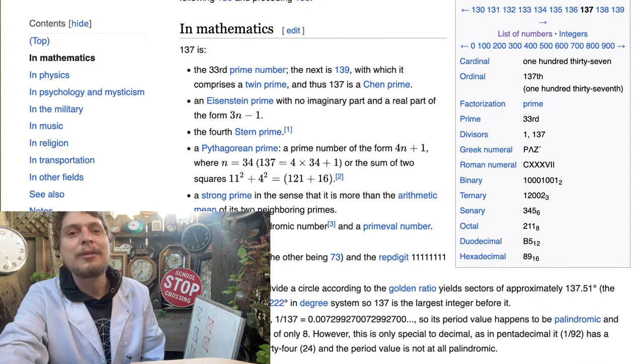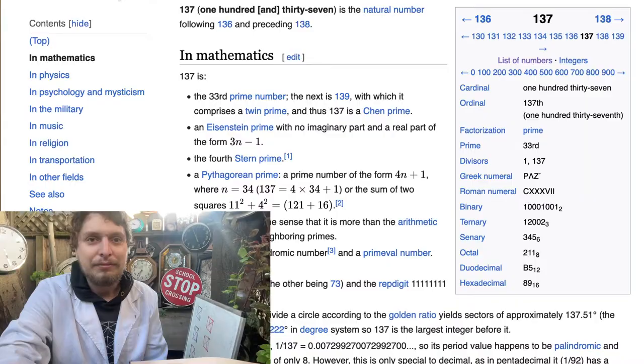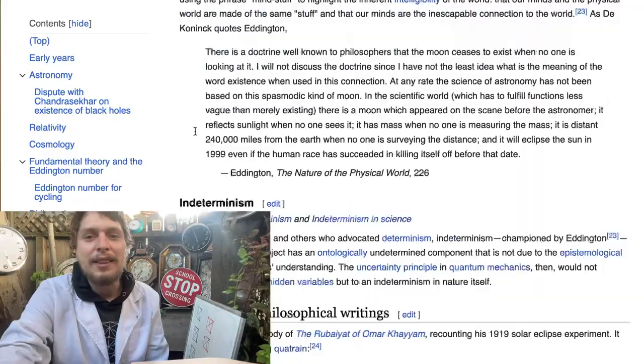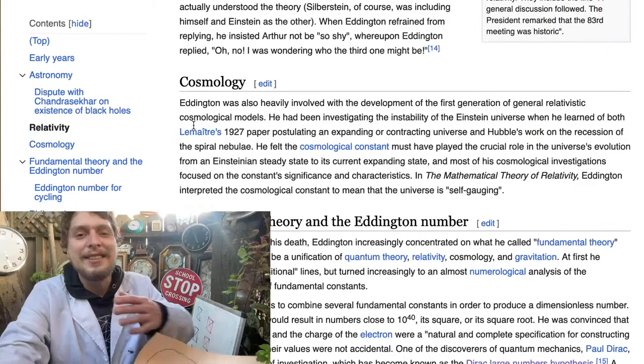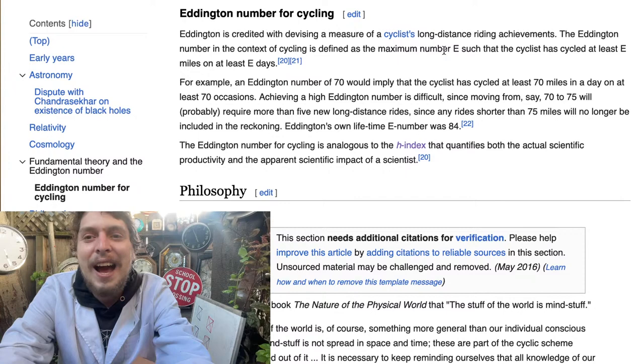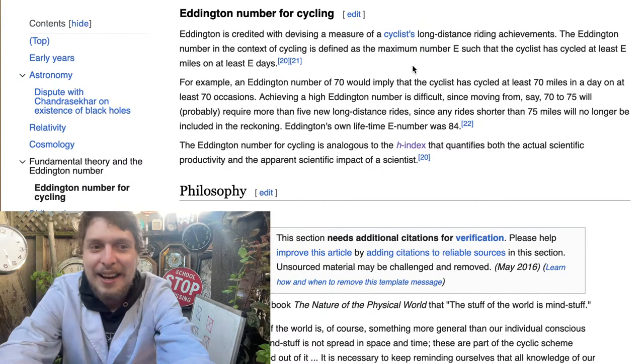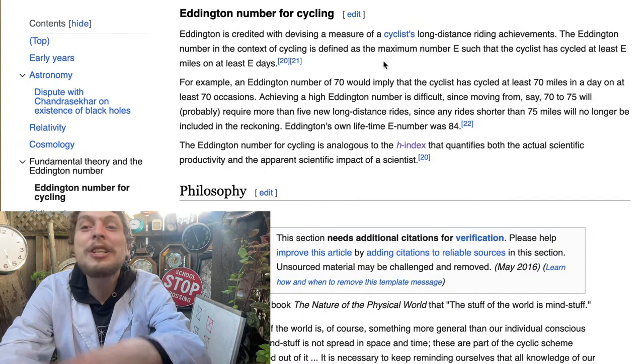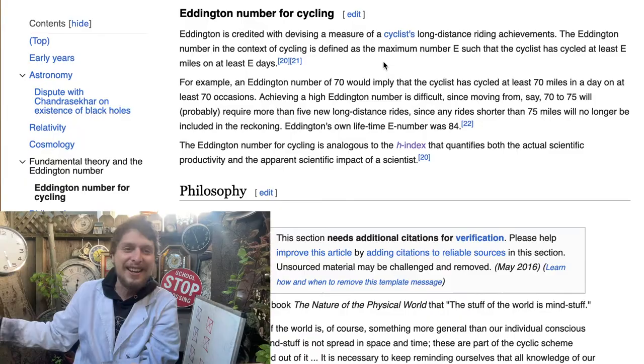We're going to go into the history a moment. Here is somebody named Arthur Eddington. Let's find the thing for the Eddington number. Where do they have that? Well, there's a separate Eddington number. That's why I had this bit up. There's a separate thing about cycling, where the Eddington number for biking is the maximum number E such that you have cycled at least E miles on at least E days. I kind of like that measurement. It's pretty interesting. But that's not the main Eddington number.